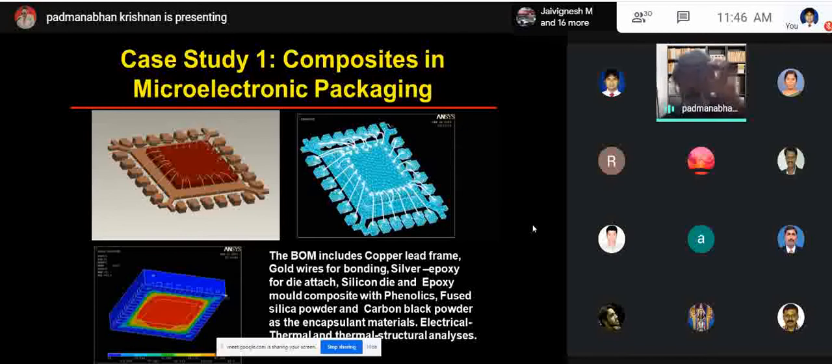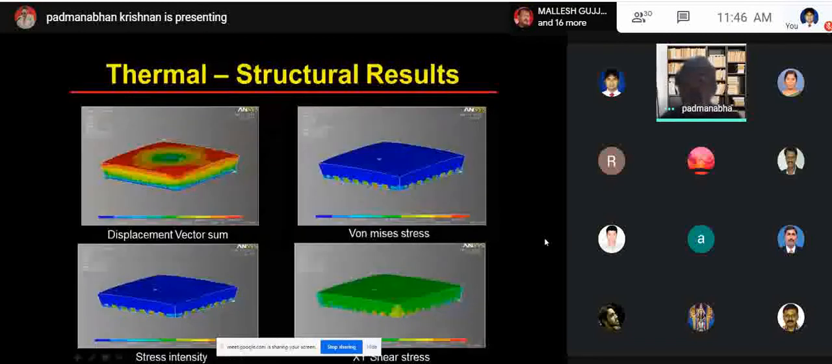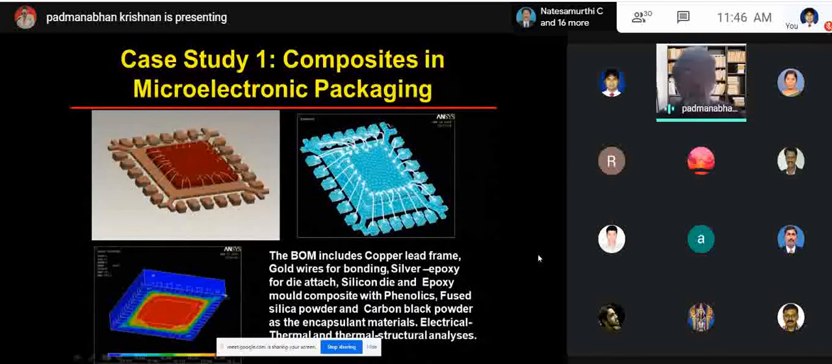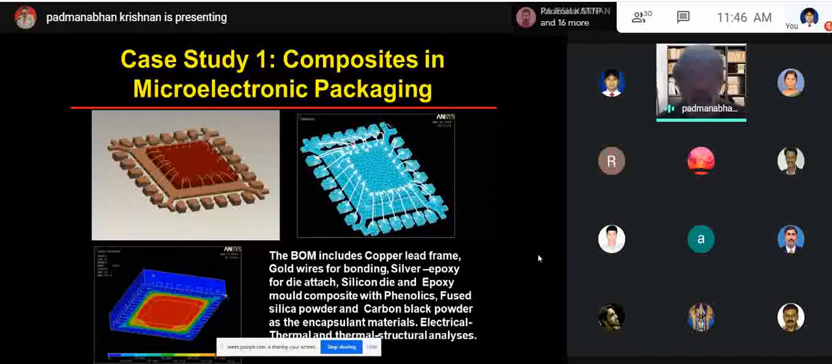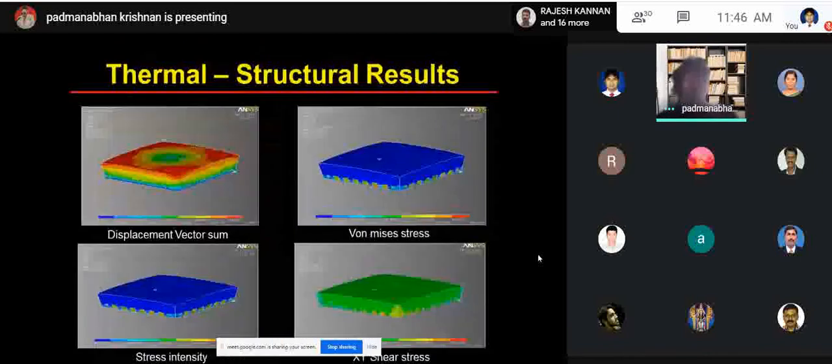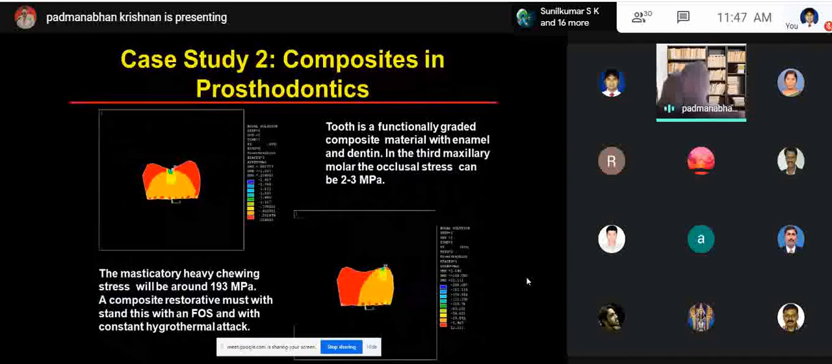Now, electrical, thermal, and thermal structural analysis are performed with these things in mind. The heat that is generated and the temperature that you get is input into thermal structural analysis, to get the stresses and strains, and then how much it bends or warps or width. So these are some of the results that we have done, like von Mises, displacement, the stress intensity factors, in-plane shear stresses, and so on.